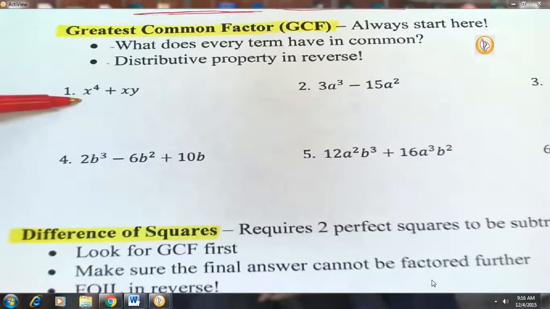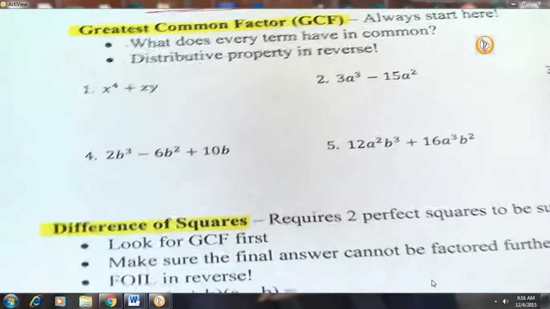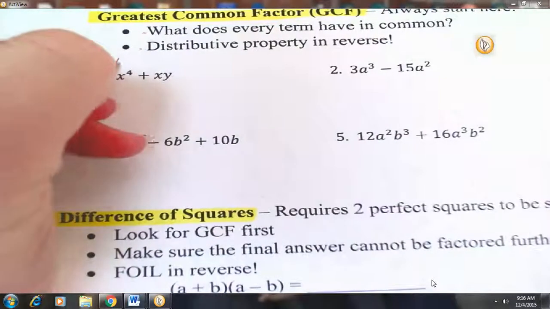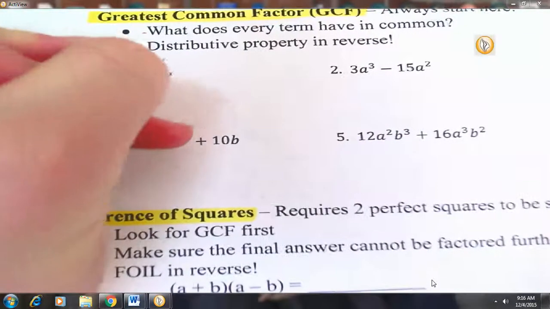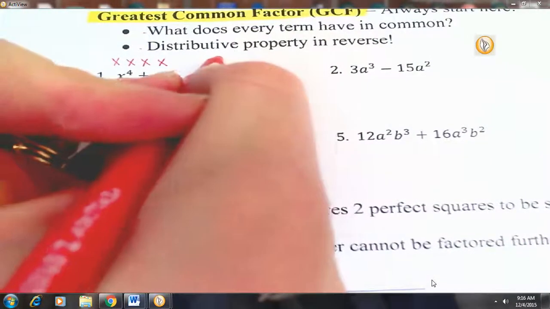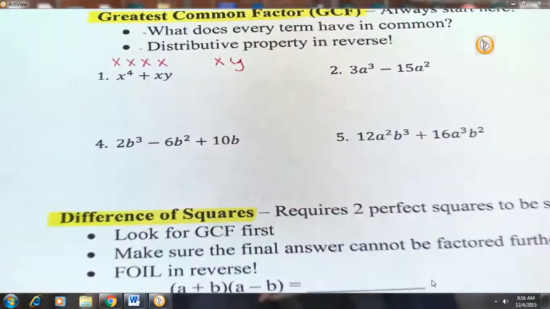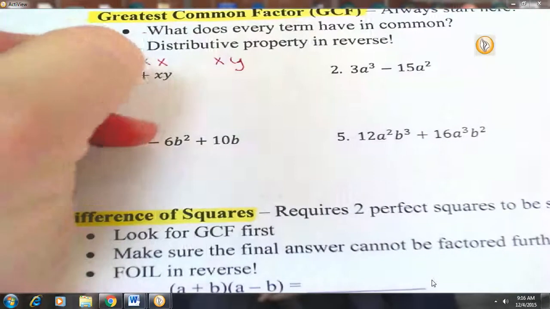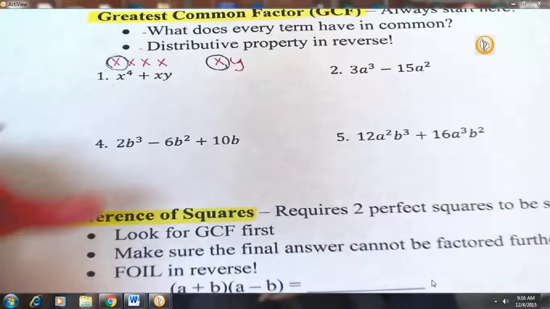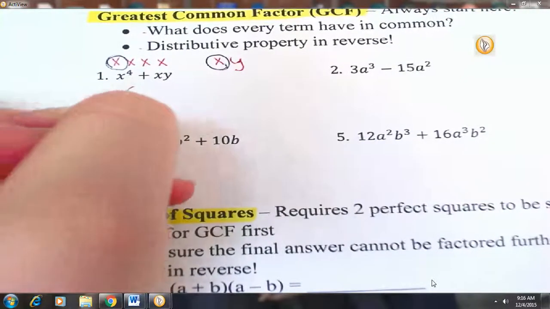So in example number 1, I have x to the 4th, plus xy. When I say x to the 4th, that's really x times x times x times x. 4 x's, right? And xy, that means x times y. Well, what do those 2 expressions have in common? An x. Okay, we have an x in common. So I would say my greatest common factor is x.